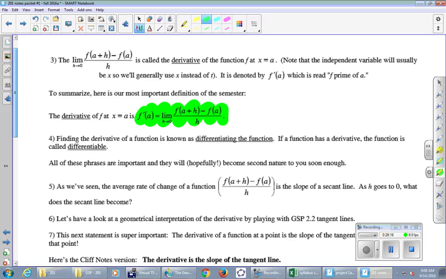Number 5, as we've seen, the average rate of change of a function, which is the thing in the parentheses, which is the same as our highlighted thing, except what's missing is the limit, right? So if we just do the average rate of change, not the instantaneous rate of change, which is with that limit, the average rate of change is the slope of a secant line. And as we've seen, as h goes to 0, what does the secant line become? Tangent line.